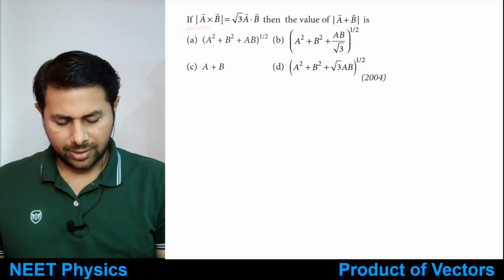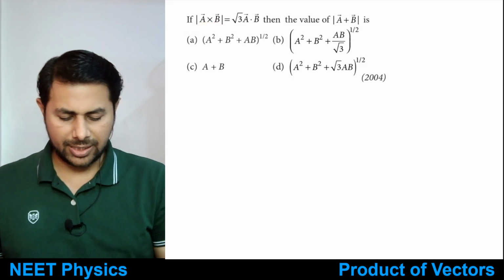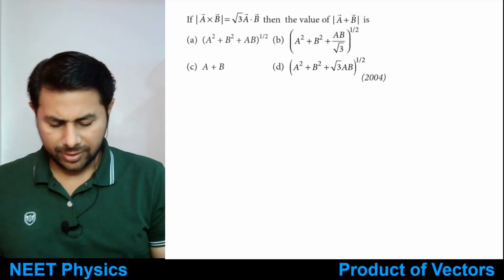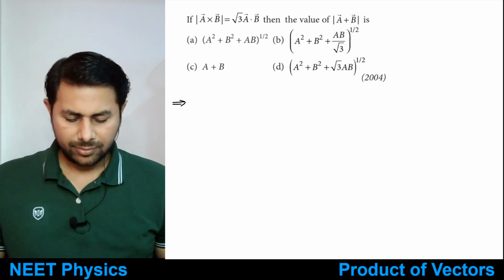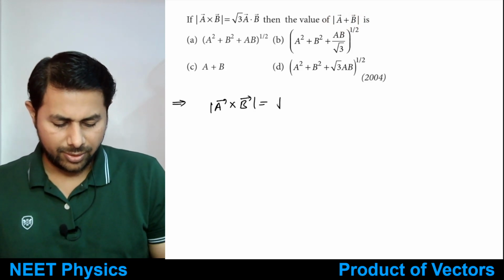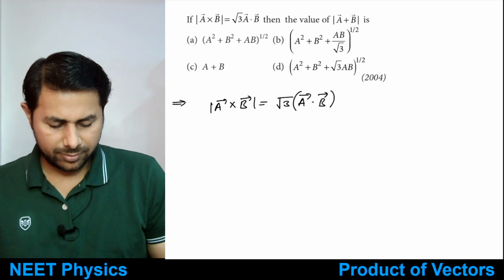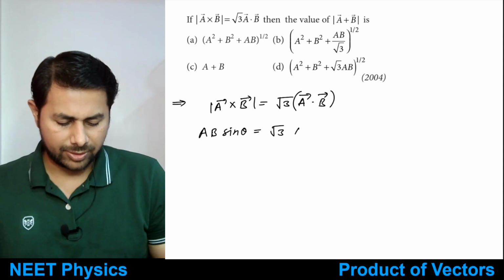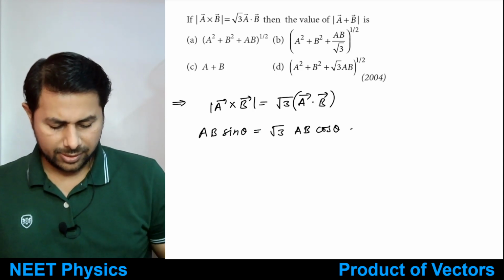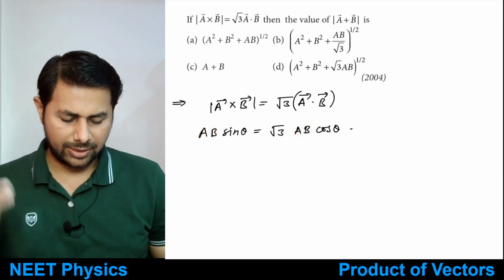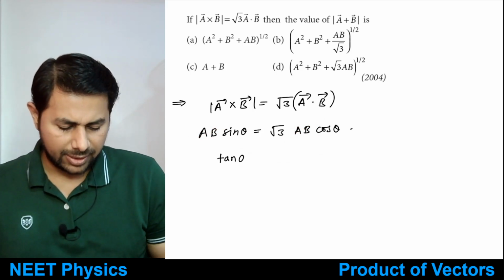If the magnitude of A bar cross B bar is root 3 times A bar dot B bar, then the value of A bar plus B bar is, okay, so this is different. The magnitude of A bar cross B bar is equal to root 3 times A bar dot B bar. So this is AB sine theta equal to root 3 times AB cos theta, and AB and AB get cancelled. Take cos theta on this side, so sine theta by cos theta is tan theta. Again, tan theta is equal to root 3.